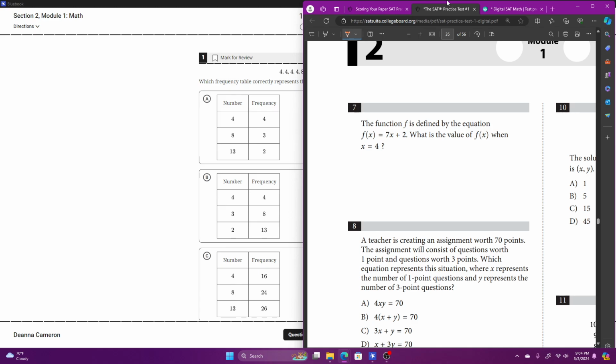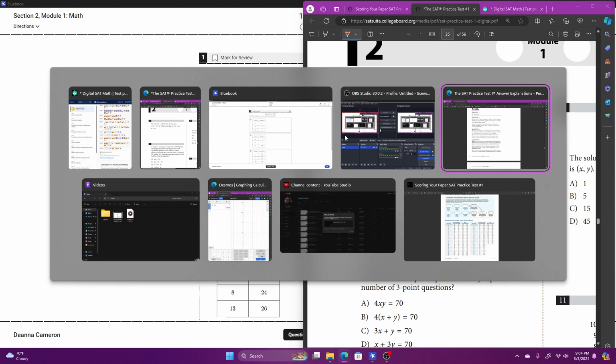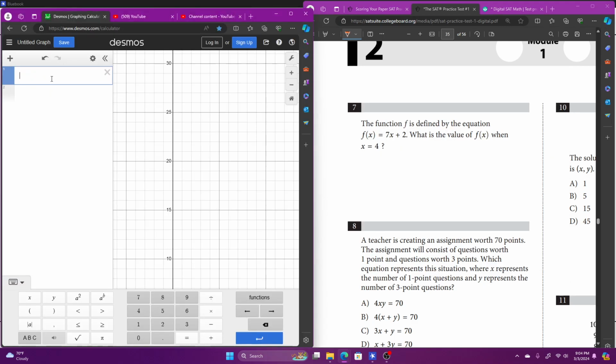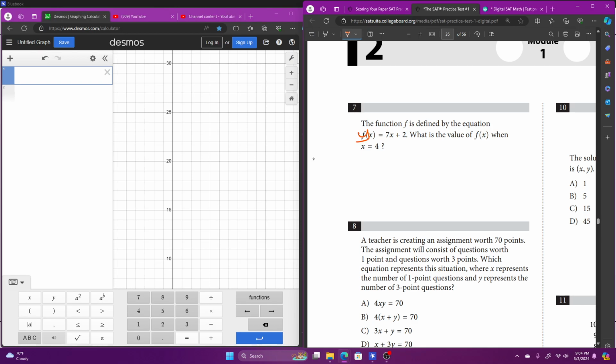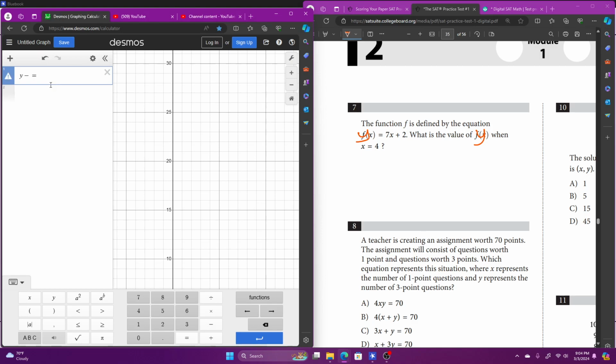So number 7 says the function f is defined by the equation f of x equals 7x plus 2. What is the value of f of x when x equals 4? So I'm going to put that right into my calculator. And I said anytime that I see f of x, I'm thinking y. So y equals 7x plus 2, and it wants to know what is the value of y when x is 4.